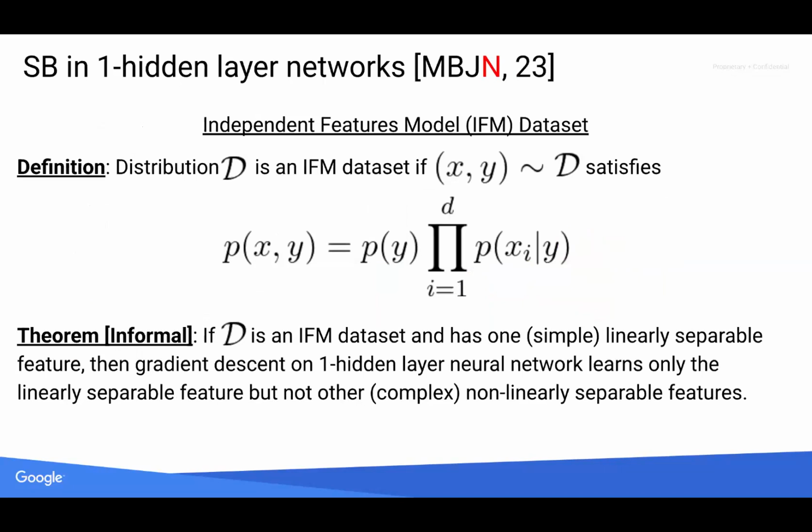This is also cross entropy. So I put informal. There are many conditions which are there in a paper. So it's for cross entropy loss, for gradient descent, and one hidden layer neural networks in the infinite width limit.